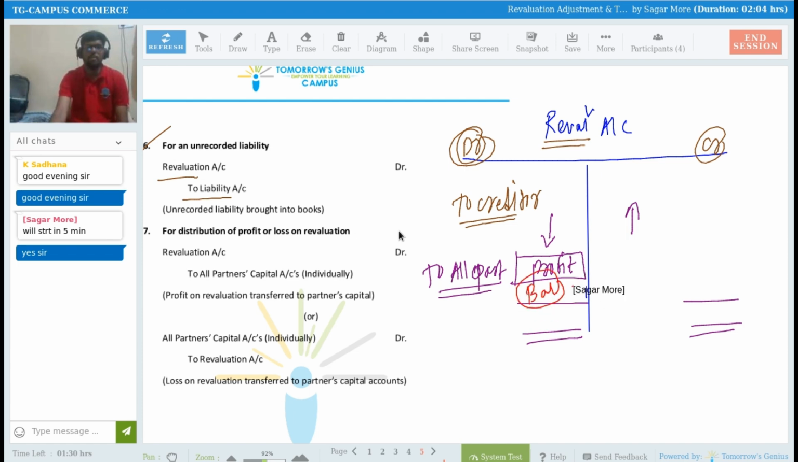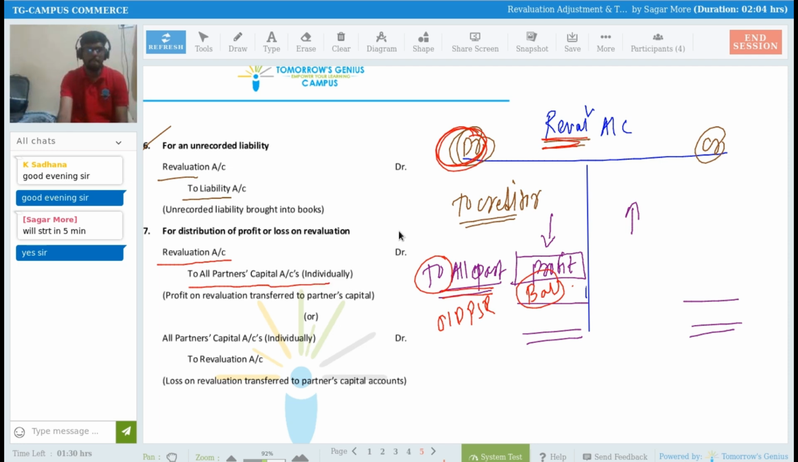You are getting it on the debit side. So it means the revaluation account you have debited, right? Whenever there is a revaluation profit, what will be the journal entry? The journal entry will be: revaluation account debited to all partners' capital accounts. So the credit is always to all partners' capital or current accounts, whatever method they are following, and we have to distribute this in the old profit sharing ratio. See the journal entry: revaluation account debit to all partners' capital accounts, right?